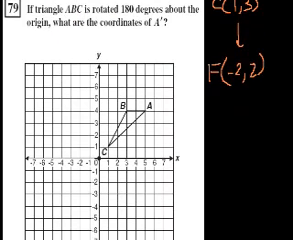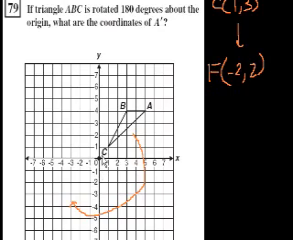Problem 79. If triangle ABC is rotated 180 degrees about the origin, what are the coordinates of A prime? Okay, so we're going to rotate this thing 180 degrees. And essentially, we could worry about all the coordinates, but they just want to know where A prime is, wherever A sits after we've rotated it. So let's think about it a little bit.